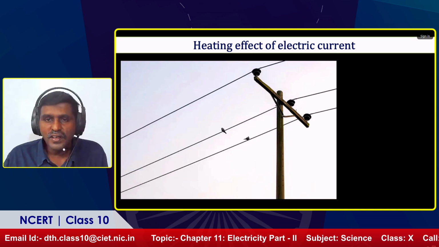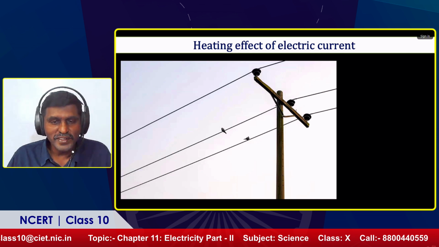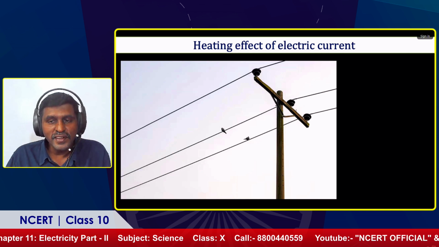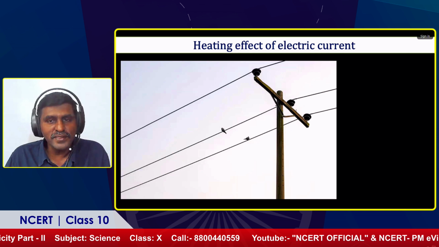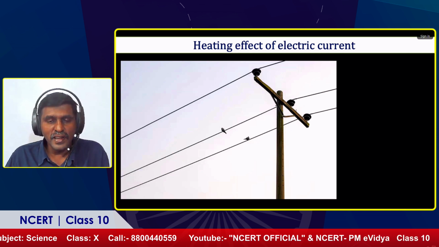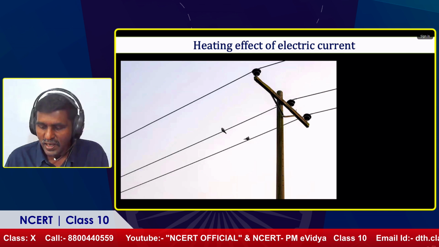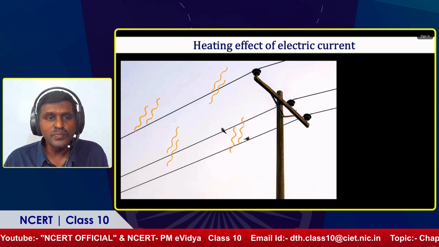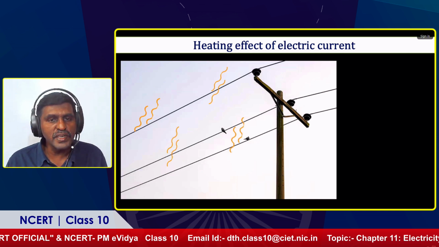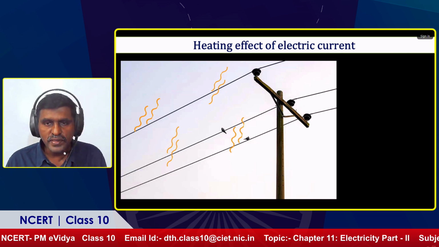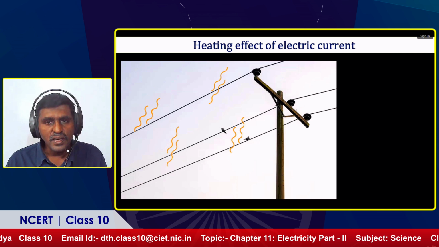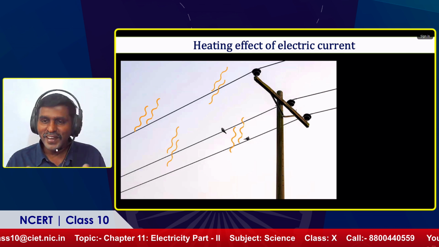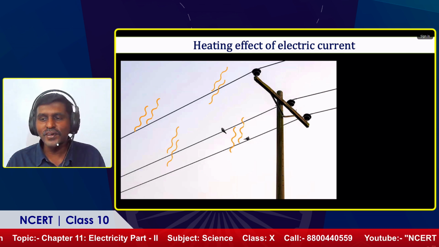Everyone sees this kind of thing in your street. In some cities, like Chennai, current is taken under the ground, but in most places current is taken like this. When current is passed through for a long time, heat is produced. We can't see it, but if you do the same thing with a battery and a wire, we can touch it and feel it. We can't touch it here, but we can do the same thing in the laboratory and feel it.